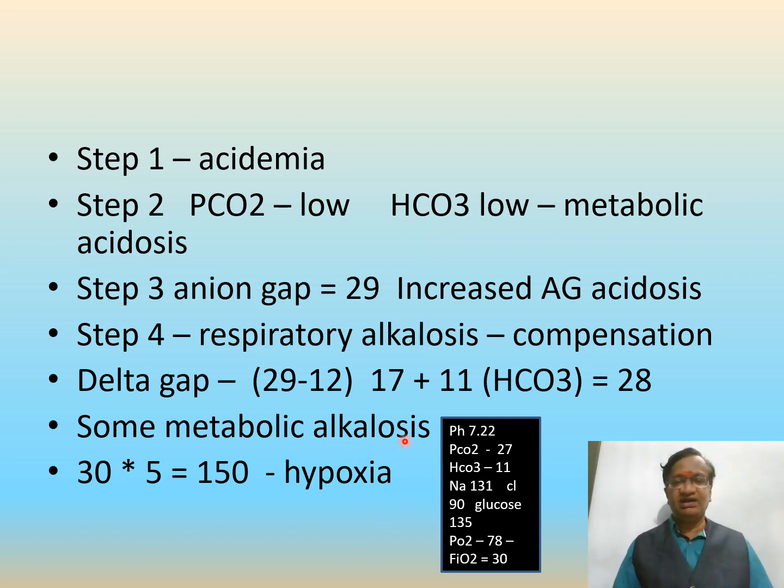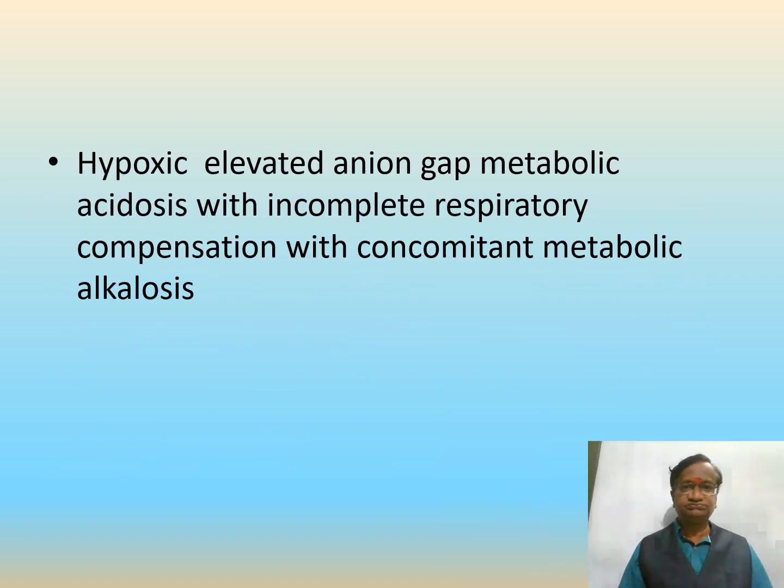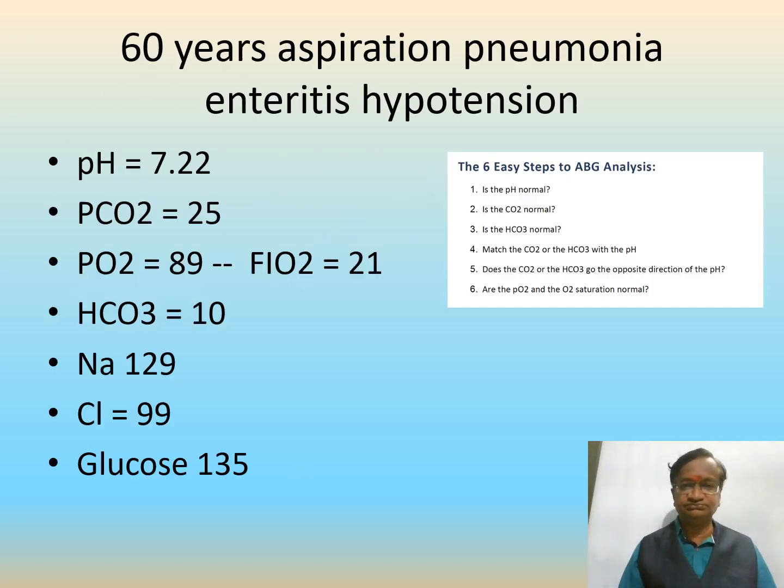There is an additional metabolic alkalosis because the delta gap is more than 28. Hypoxic, increased anion gap, metabolic acidosis with some respiratory compensation with concomitant metabolic alkalosis. With hypoxia, I've already told. Now again, go to the 6 steps.